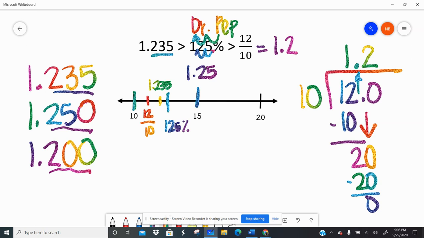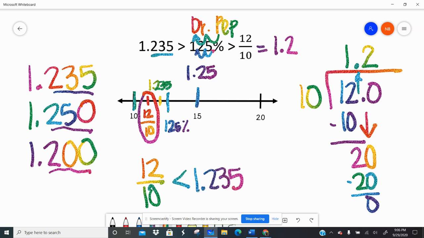Right? So now I can place these in ascending or descending order because I have them all correctly on my number line. So let's place them in ascending order. So let's go least to greatest. Well, remember, least, you're starting at the most left. So that's that 12 tenths is less than my 1 and 235 thousandths, and then that's less than 125%. So I had to do a little more math on that one since those numbers are really close to each other, but I could use my strategies and make it happen.